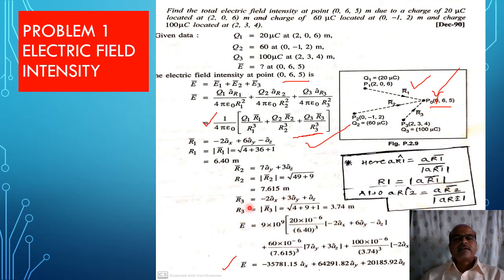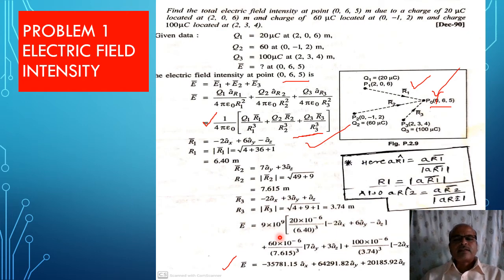Then similarly calculate R3 bar, that is, this point minus this point. 0 minus 2 is minus 2 ax cap, and 6 minus 3 is 3 ay cap, plus 5 minus 4, that is az cap. And if we take R3, that is the magnitude of R3, which is the square root of coefficients squared: 2 square 4, 3 square 9, and 1, we'll get 3.74 meter.